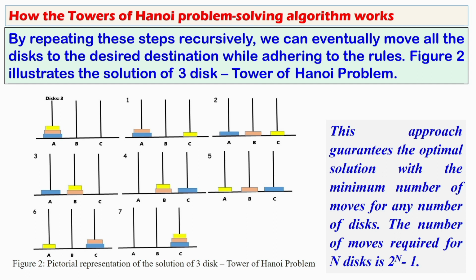This approach guarantees the optimal solution with the minimum number of moves for any number of disks. The number of moves required for n disks is 2 power n minus 1. So we have understood that through recursive repetition, all disks reach the desired destination as shown in figure 2, which illustrates the solution for 3 disks in the Tower of Hanoi problem. This approach ensures an optimal solution with a minimum of 2 power n minus 1 moves for n disks.